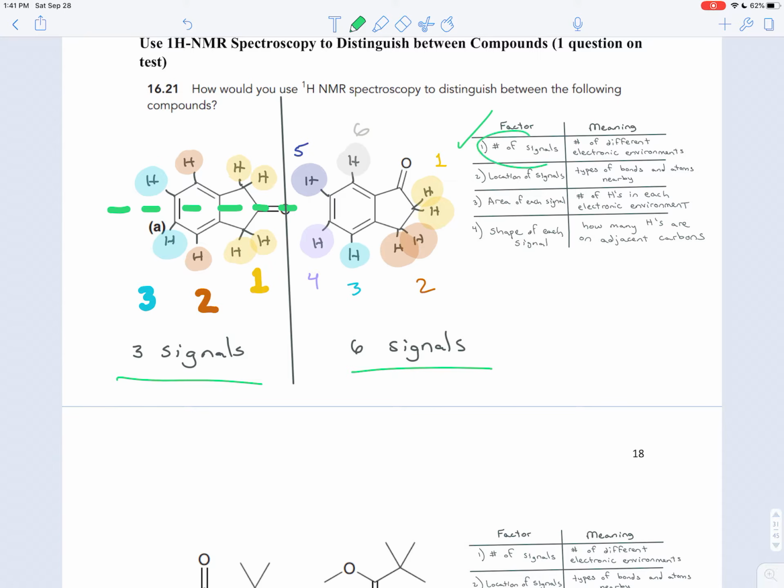So in the answer to this, you would want to identify the factor, and you'd want to identify how you can use that factor to tell them apart. So you'd have to say specifically, the molecule on the left would have 3 signals, the molecule on the right would have 6 signals, so we can use the number of signals to tell the molecules apart.